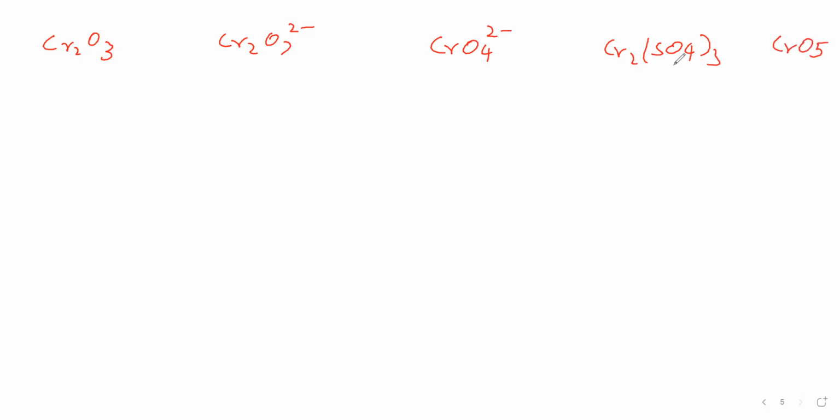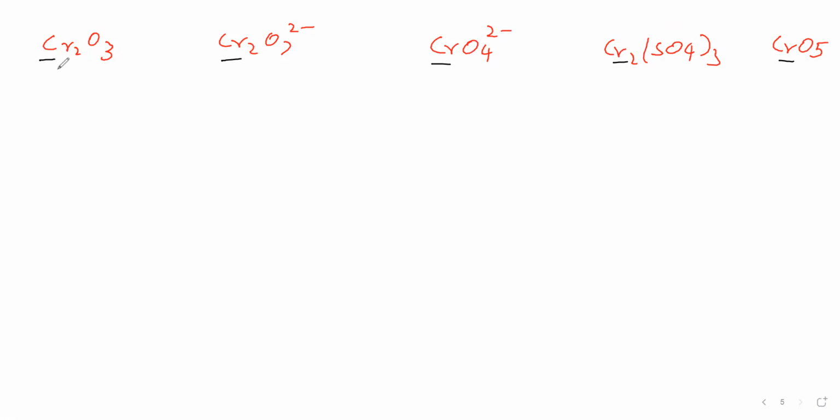Next, we will take Cr2O3, Cr2O7 2-, CrO4 2-, Cr2(SO4)3, and CrO5. In this, we have to find the chromium oxidation numbers. In all cases, find the chromium oxidation number.